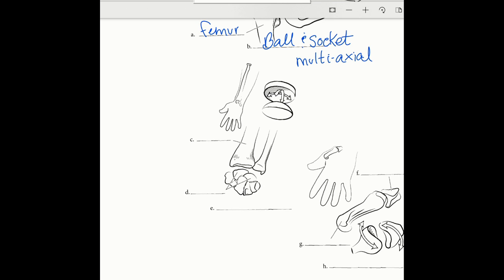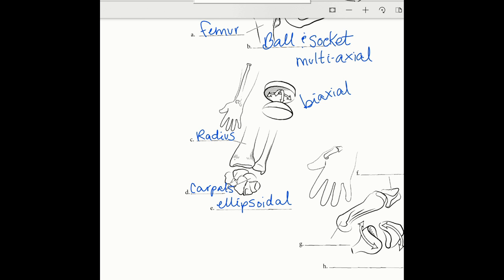We then have our ellipsoidal. For example, our carpals and the radius. We can have a flexion extension as well, a bit of adduction abduction here, because we can move in those two planes. This is going to be a biaxial joint.